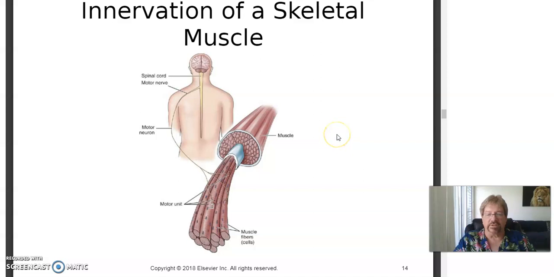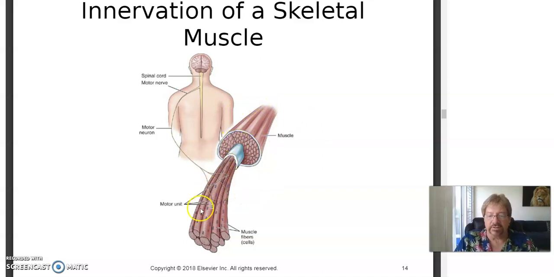Innervation of skeletal muscle. Here shows a motor neuron coming off the spinal cord. Again, motor means move, so just think of it like that. When motor nerves fire, they cause muscles to contract and glands to secrete.